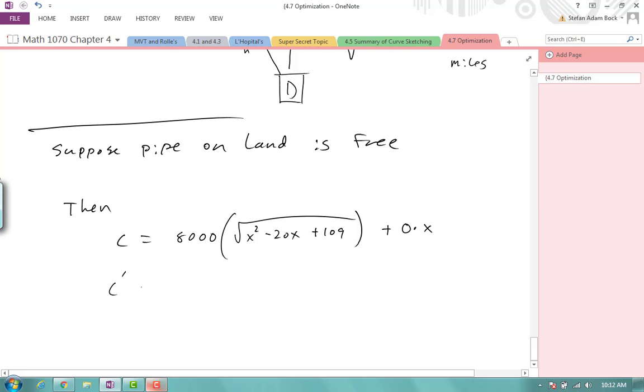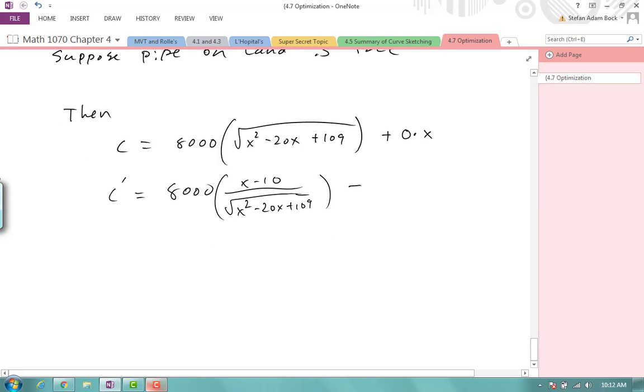And then when I try to optimize this, I'll have c prime equal to 8,000 times (x minus 10) all over this big square root. And when I set it equal to 0, I'll end up having 8,000 times (x minus 10) equal to 0, which means x would have had to be equal to 10. But that's exactly on my endpoint. So problems like this exist.